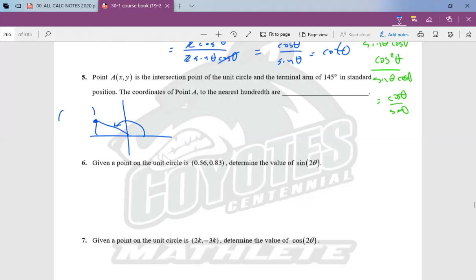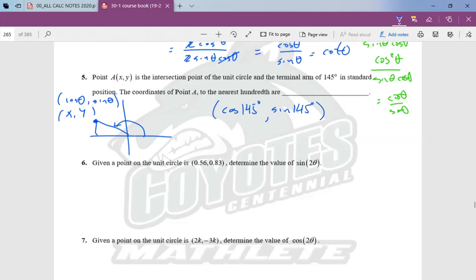Keep in mind that when we have x and y coordinates on our unit circle, the x is just really the cosine. So this coordinate really is cosine theta, comma, the y is sine theta. And so our point x comma y is really just cos theta, sine theta. Therefore the coordinates of point A to the nearest hundredth are really just going to be cosine of 145 degrees, comma, sine of 145 degrees. And that's it, because cosine is the x and sine is the y.